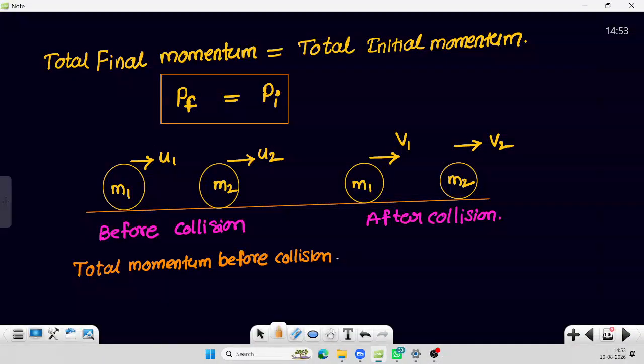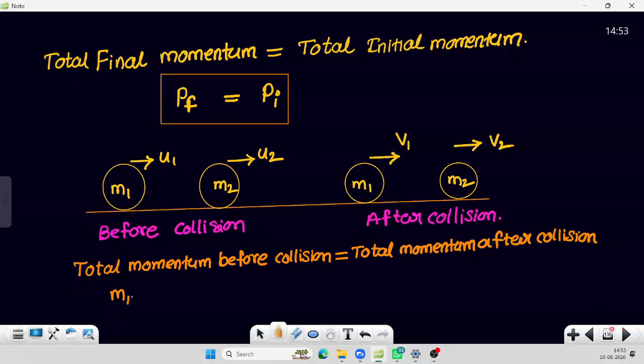Before collision, total momentum is equal to what? Tell me now. Total momentum after collision. So we can see here the momentum of the first body. How much, you tell me now, before collision?